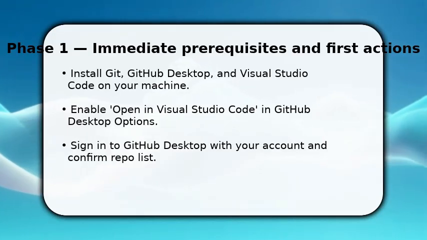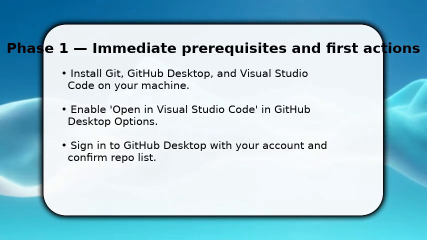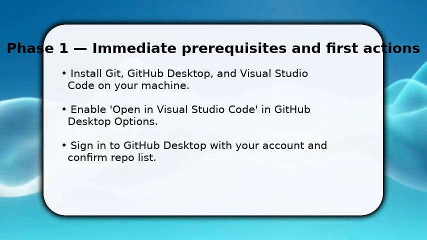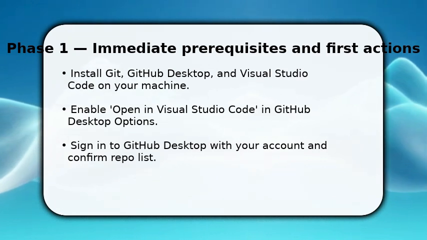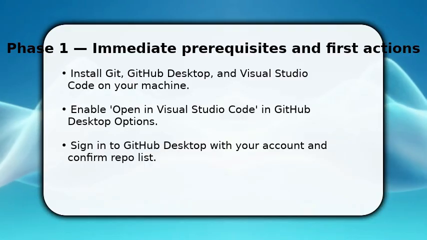Next, open Options or Preferences and enable the Open in Visual Studio Code action so the integration exists. Finally, select the repository you want to work on. This prepares both tools to communicate and avoids permission gaps later.